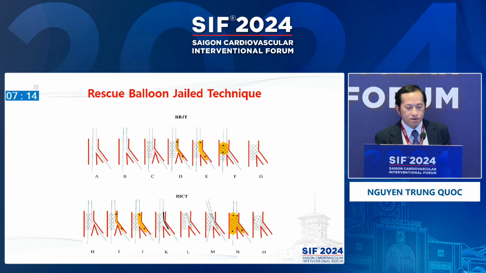And in the rescue balloon gel technique, they use the balloon in the side branch, and after deploying the stent, you can inflate the balloon and then do a POT.